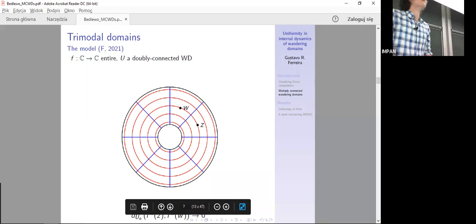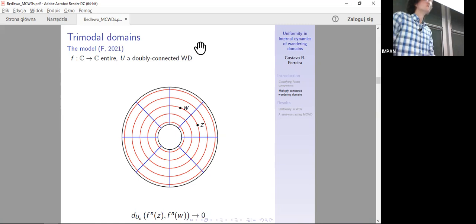Yeah, so to the best of my knowledge, no one has yet managed to draw a picture of a multiply connected wandering domain. They're too big. There are two problems with that. So one, no one knows of an explicit entire function with a multiply connected wandering domain. And two, these domains are too big. So if you want to capture the outer boundary of the domain, then the inner boundary would be so tiny that you wouldn't really be able to see it well.